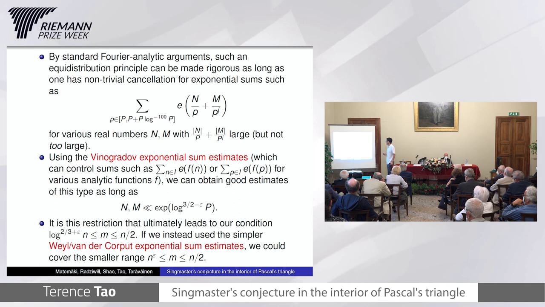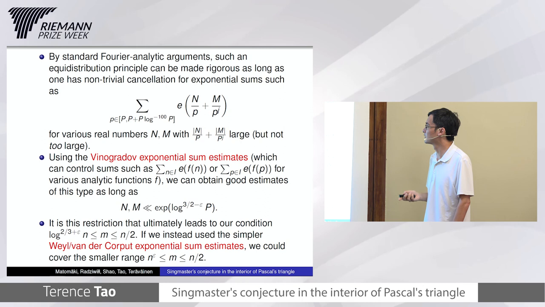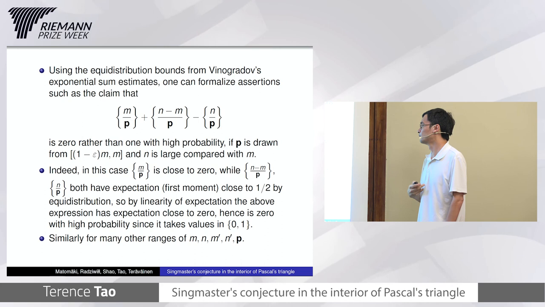It turns out eventually we can use some very classical estimates of Vinogradov, because we have very good bounds, the type of bounds we need for this problem, as long as n and m are not too big. So the Vinogradov bounds let you control this sum as long as n and m are bounded by a certain weird function of p, and this weird expression is why we have a certain weird expression in our final theorem. But anyway, we use these Vinogradov estimates to get these exponential sum estimates, to get these equidistribution estimates. And because of that, we can actually make the previous statements that I said rigorous.